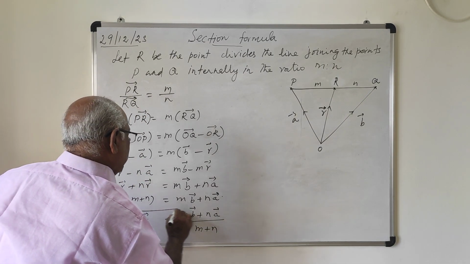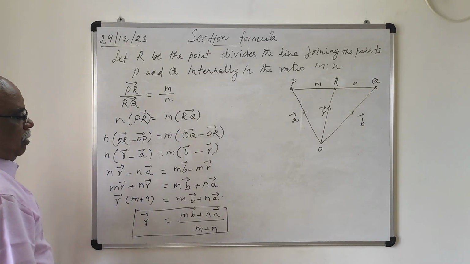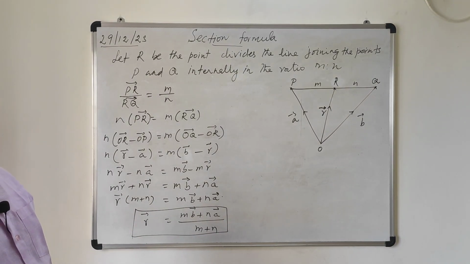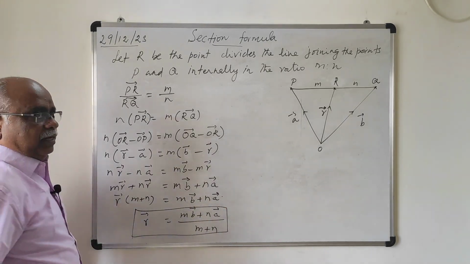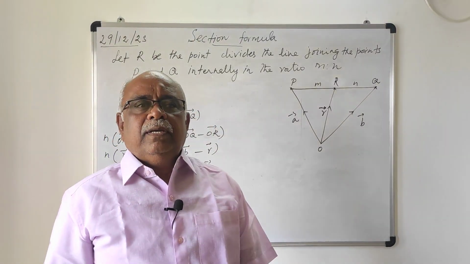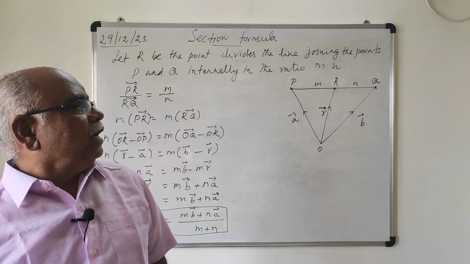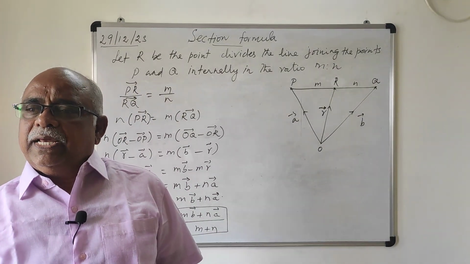So the R vector is (mB vector plus nA vector) divided by (m plus n). This is the position vector of the point R, which divides PQ internally in the ratio m:n. R vector equals (mB plus nA) by (m plus n). That is internal division. I will stop here. The external division we will see in the next video. Thank you.